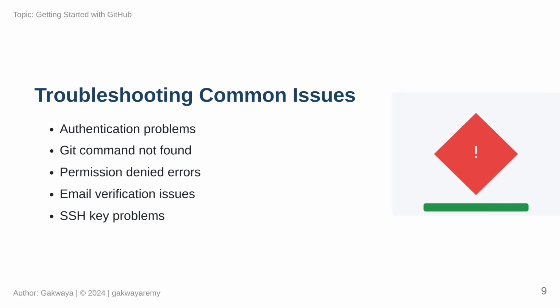Everyone encounters these issues at some point. Don't get discouraged. Most authentication issues can be resolved by checking your SSH key setup or personal access token. If Git isn't recognized, it usually means it's not properly added to your system's path. Remember, the GitHub documentation is excellent for troubleshooting these common problems.